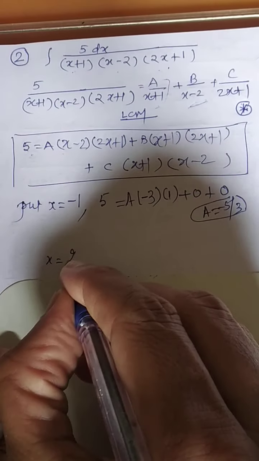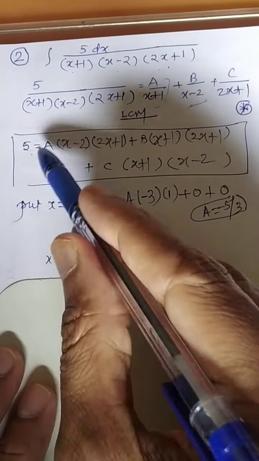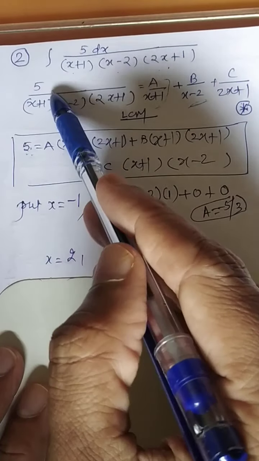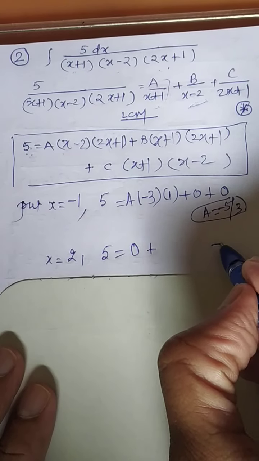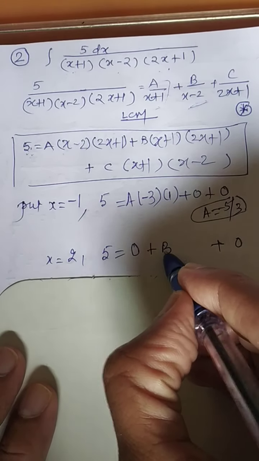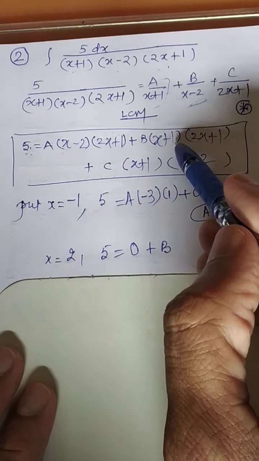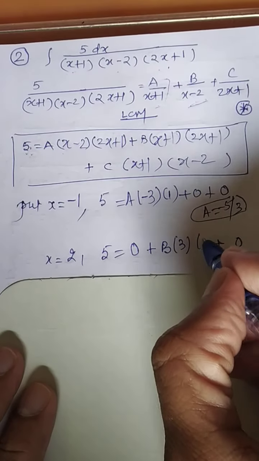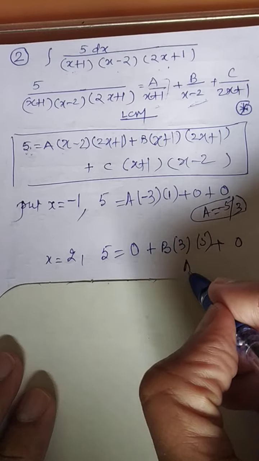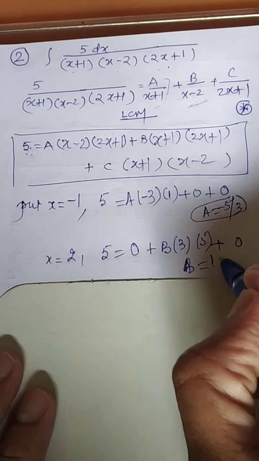Similarly, now what is to be replaced here? 2. Replace, it will be 2. Left hand side is 5 only, it will not make any impact. If x is there, then that can be there. Now this is 0, last one is 0. But now in this case you will get the value of B. You are putting, this is 3 over here and it will be 5. So B value is nothing but 1/3.